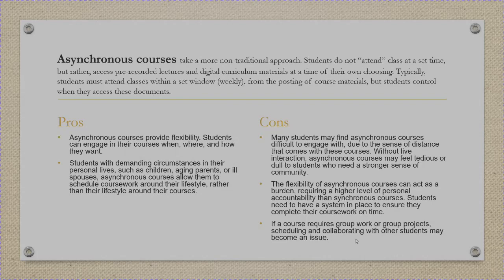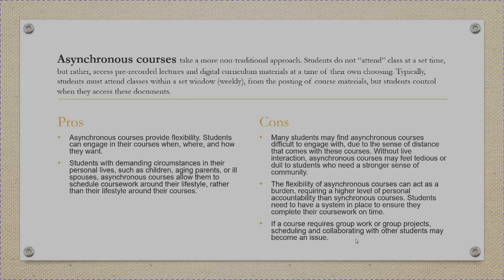It requires students to be very organized. Flexibility can sometimes be conflicting for some students because it allows them to procrastinate. So it is very important that they have a high level of personal accountability to be able to adhere to these specific deadlines. Students need to have a system in place to ensure that they complete all of their assignments within the established time frame.